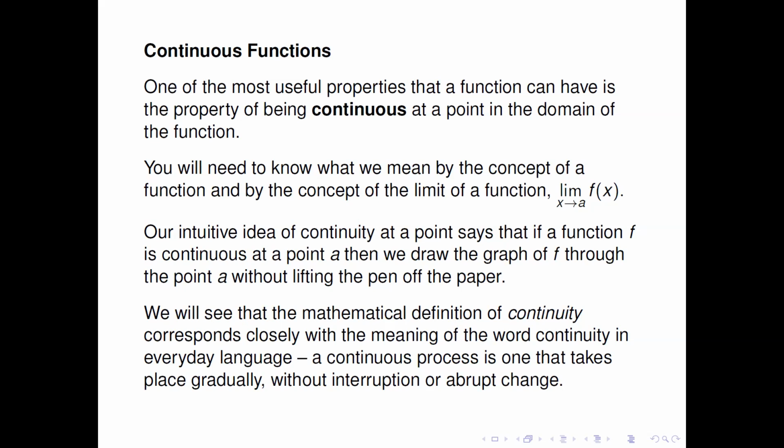So the idea of continuity is that we are talking about processes where change is gradual. So a continuous process is one where a small change in an input variable produces only a small change in an output variable. So we can't have any abrupt changes, right?